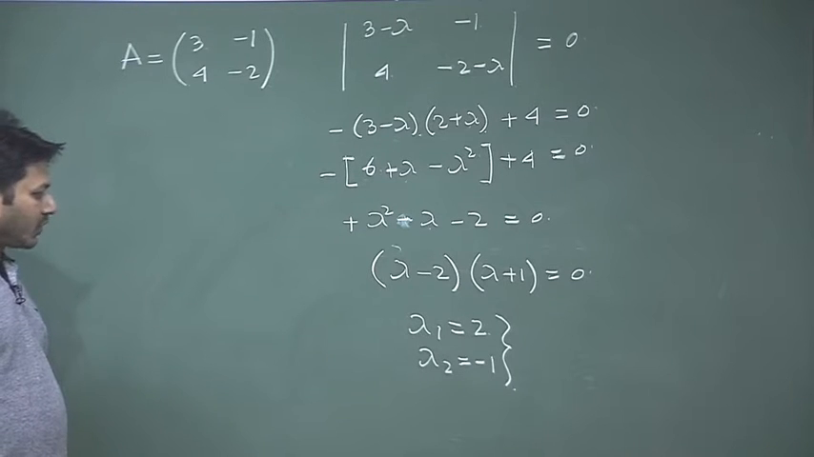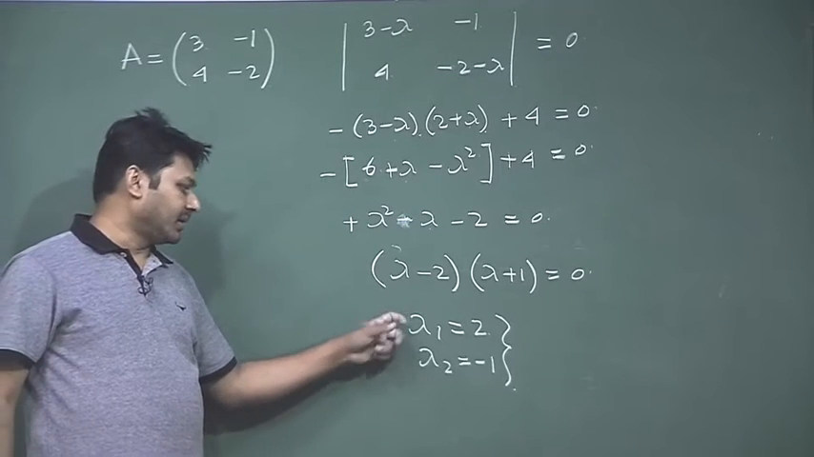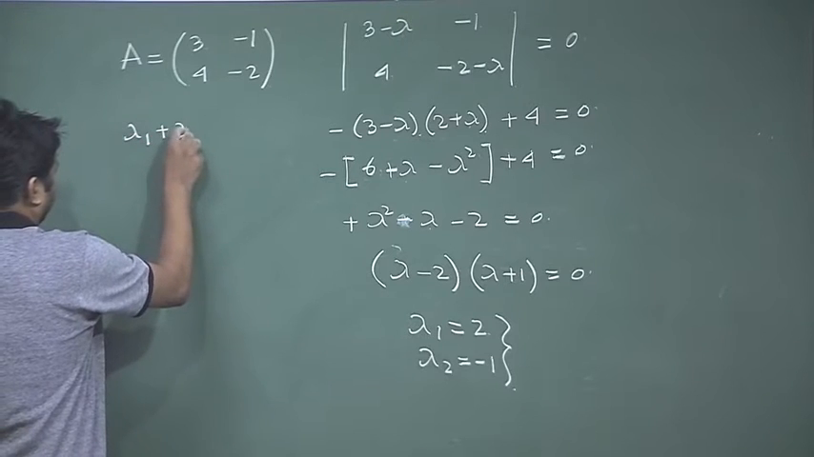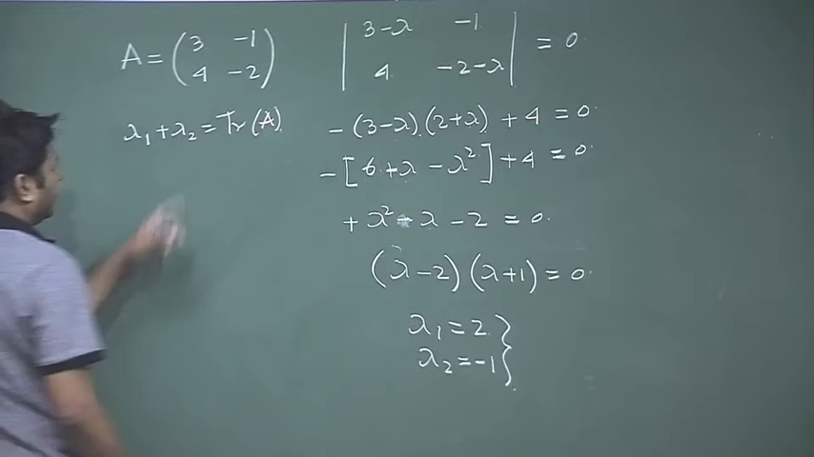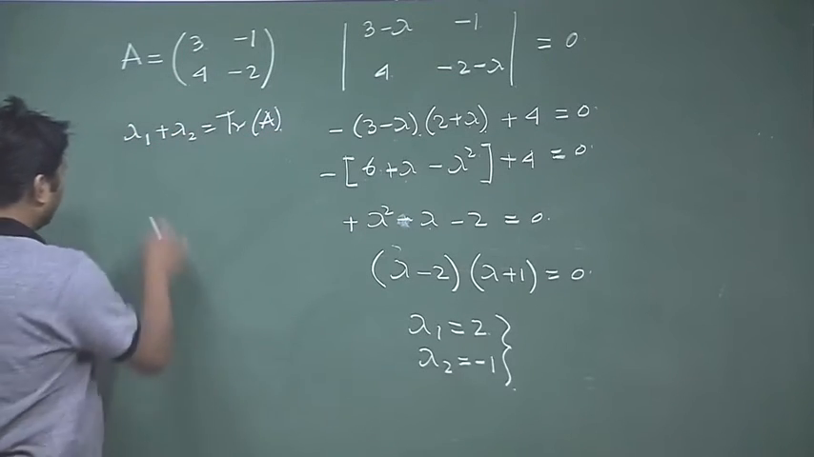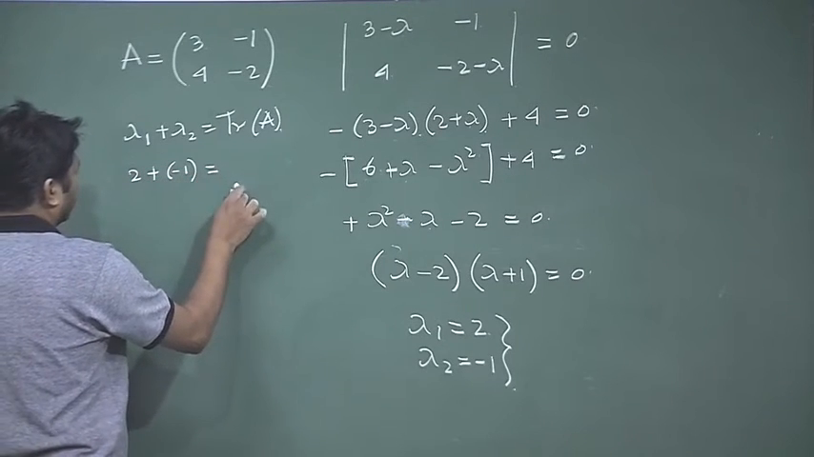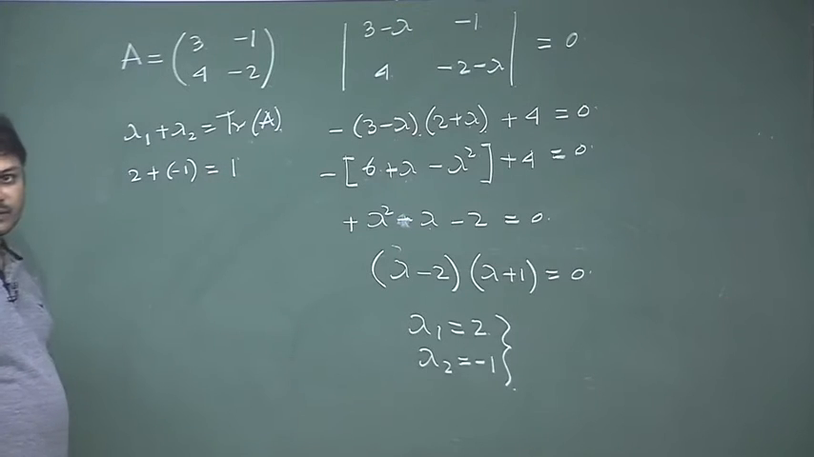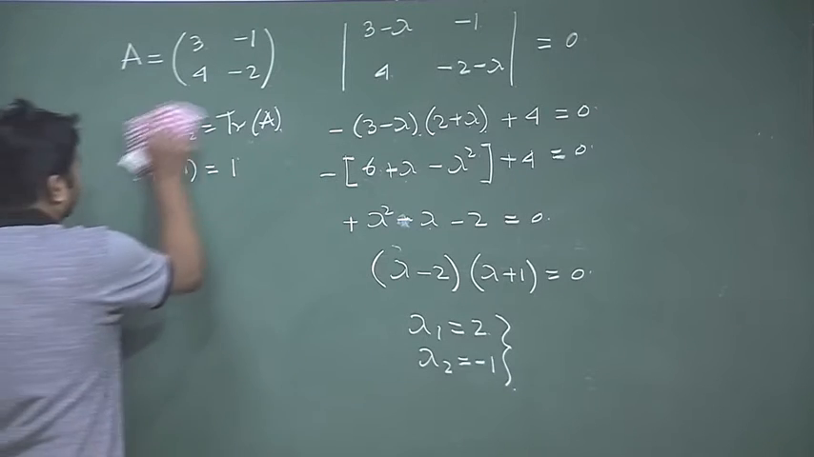Now I am going to cross check whether the values I am getting are correct or not. My lambda 1 plus lambda 2 should be the trace of A. Here the trace of A is 3 minus 2, which is 1. So lambda 1 plus lambda 2 is 2 plus minus 1, which is equal to 1, the trace of the matrix. So the first thing is correct. The second thing is the determinant. So what is the determinant of A?